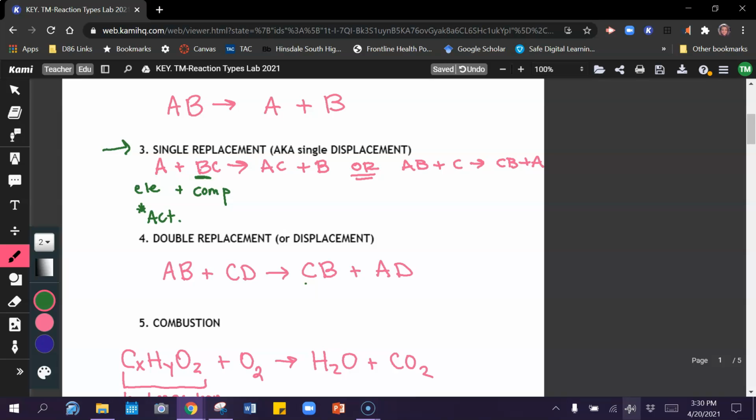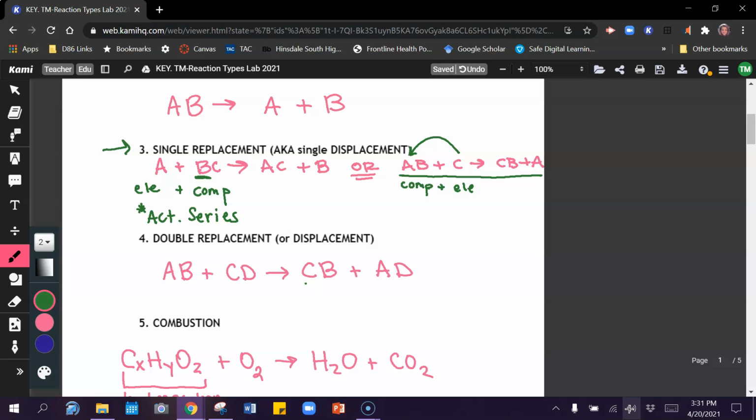But sometimes the reactants are not written in an A plus BC form. Sometimes the element is written after the compound, like this, where you have AB plus C yields CB plus A. So even in this case, you still have an element being added to a compound, but it's still single replacement. You still have the element removing the metal from the compound, again, if it is higher on the activity series, and then you get products.